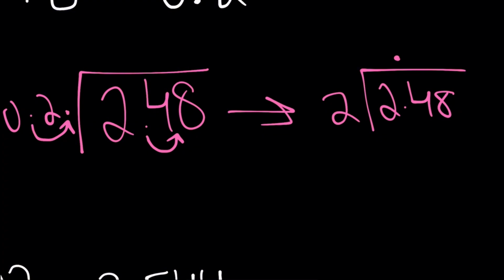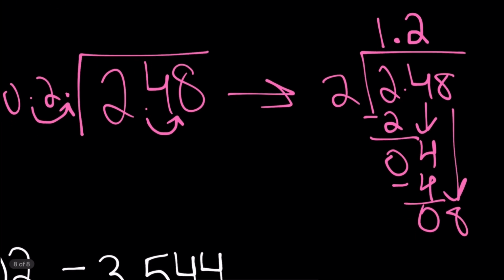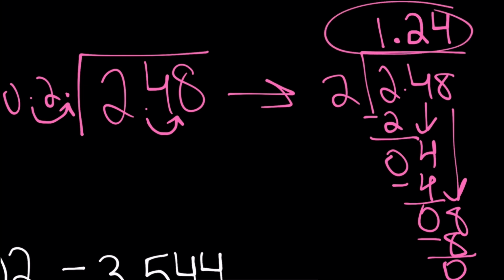So 2 goes into 2 once, so minus 2 times 1 is 2, so we're going to subtract 2. We bring down the 4. 2 goes into 4 2 times, so I'm going to put up the 2. So 2 times 2 is 4, so we're going to subtract 4. And we're going to bring down the 8, and 2 goes into 8 4 times. So we're going to put up the 4, and we're going to subtract 8. 2 times 4 is 8, so 8 minus 8 is 0. And that's it. We got our answer.